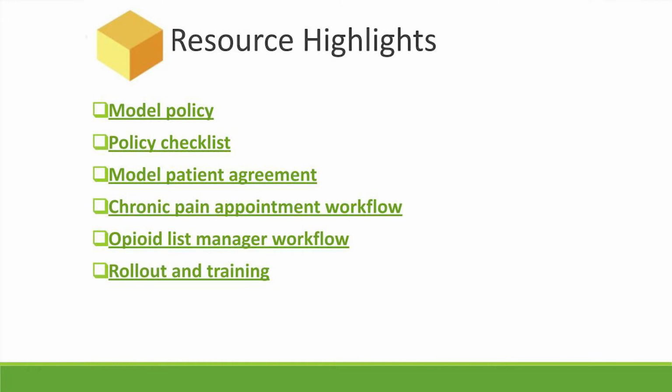The policy checklist is a much quicker way to go through and say, what are the components that we want to make sure are in our policy? We have a model patient agreement that is really patient-centered that you can take a look at, because tone is something that we really think about when we think about the patient agreement. And then we have some workflows, including chronic pain appointments and the board opioid list manager that's helping with tracking and monitoring of the data of what's going on with the patients. And we have a resource that helps with ideas about how you might roll out and train on these resources.